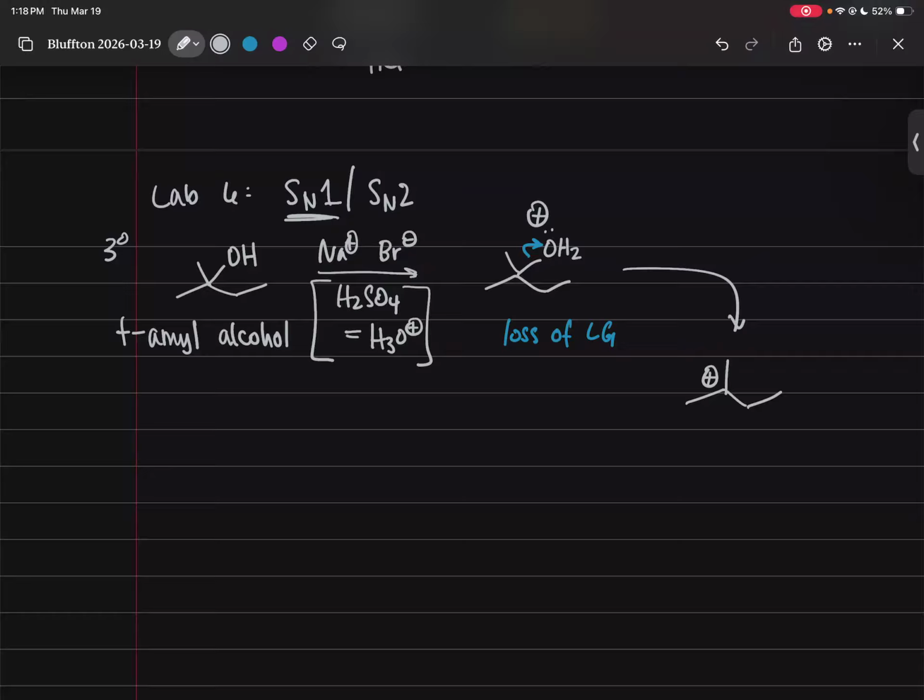So we get our carbocation, right? We've lost our water. And now our nucleophile, the bromide, can attack.